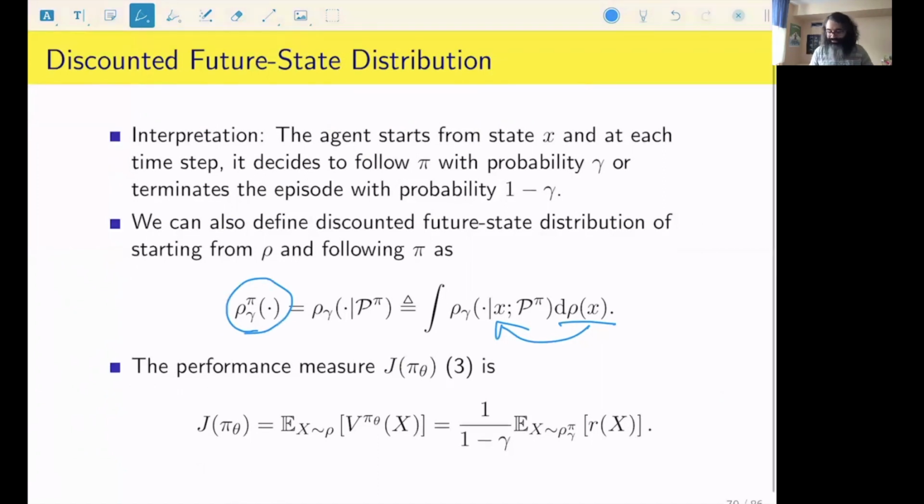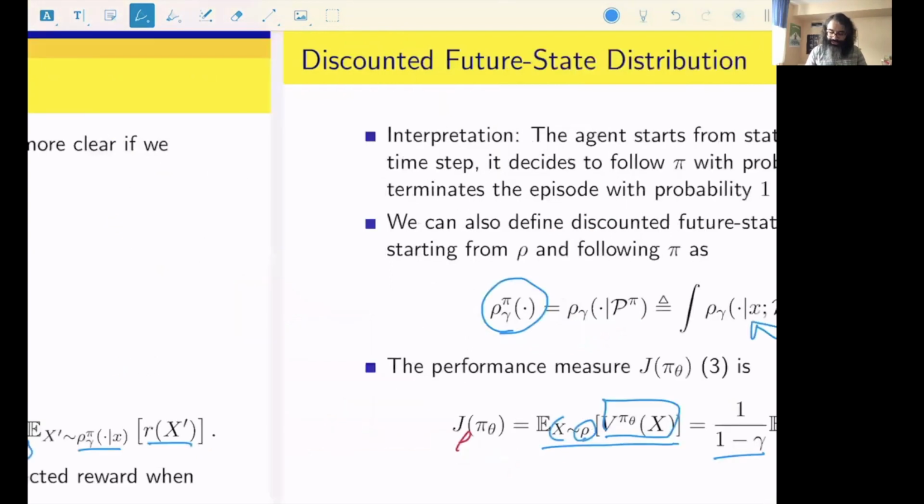One thing that is obvious is the performance measure, which I will denote with rho here. If you recall, the performance measure was exactly like this: the expectation of the value function when x comes from distribution rho. This is exactly the same as the expectation of reward when x comes from the discounted future state distribution, and then there is a normalization factor. Okay, so this is interesting, and it's a compact notation.